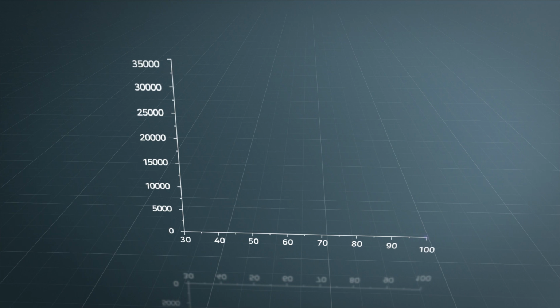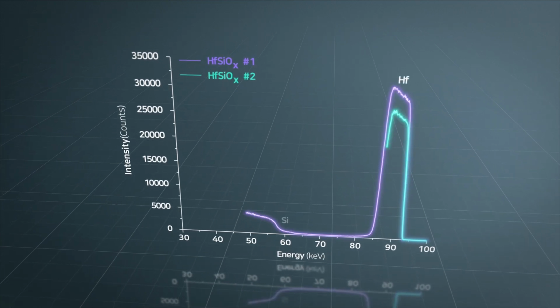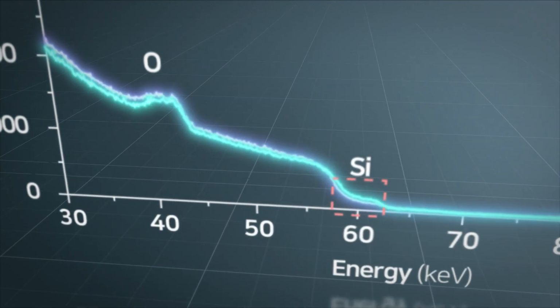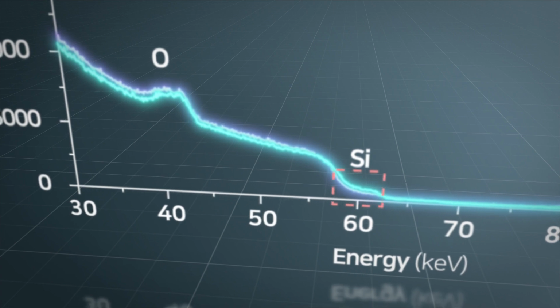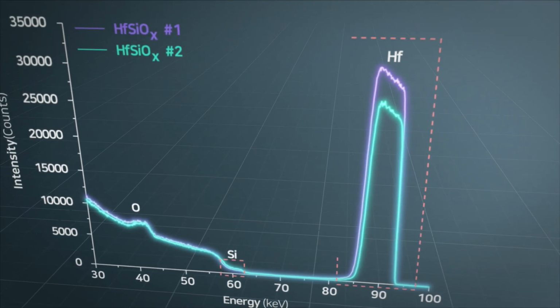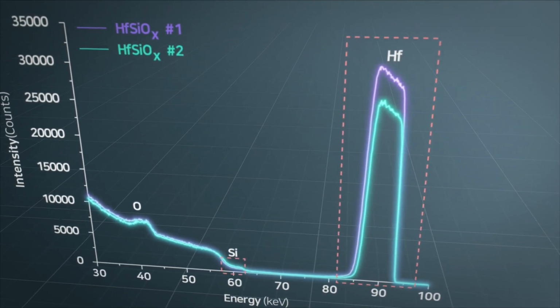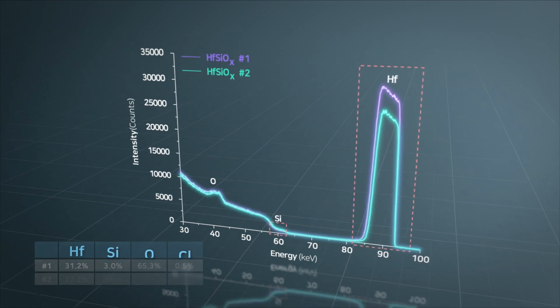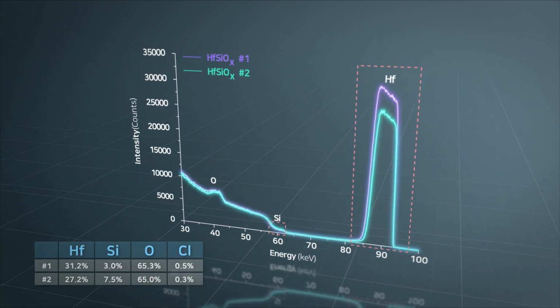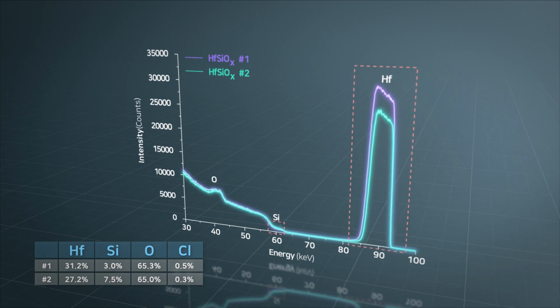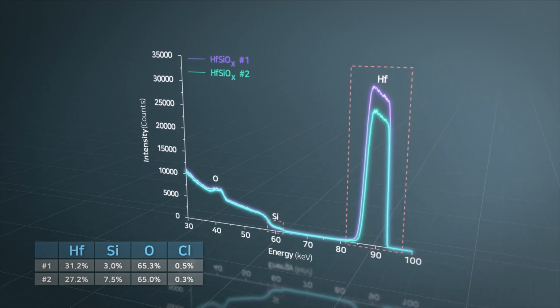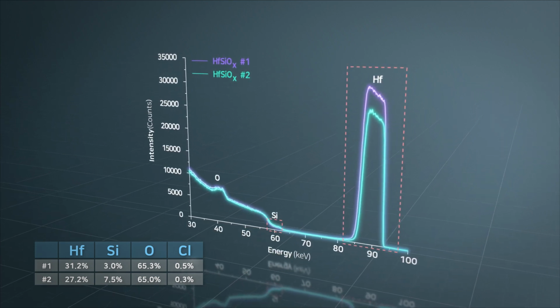This graph shows two different hafnium silicate spectra. The compositions and thicknesses of the thin films can be analyzed. As shown in the purple graph, the hafnium concentration is higher, the silicon concentration is lower, and the thin film is thicker in the purple graph than in the green graph.